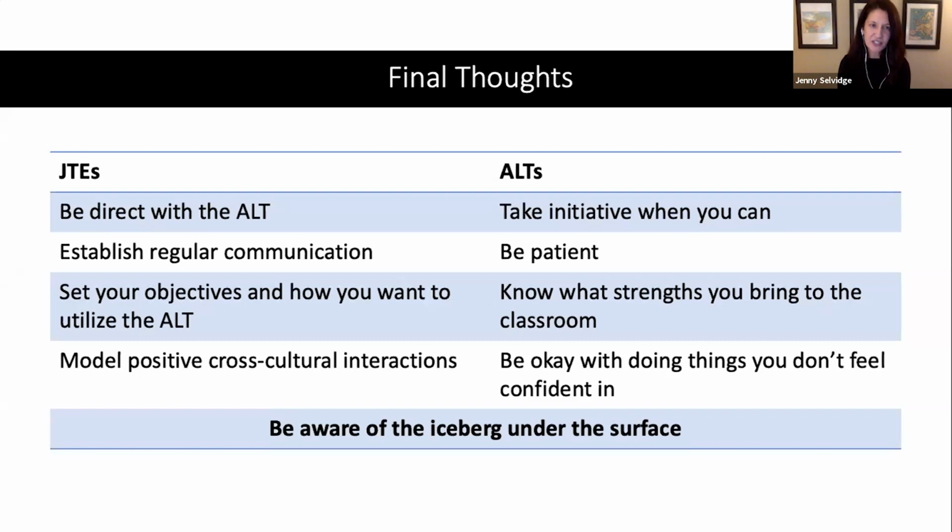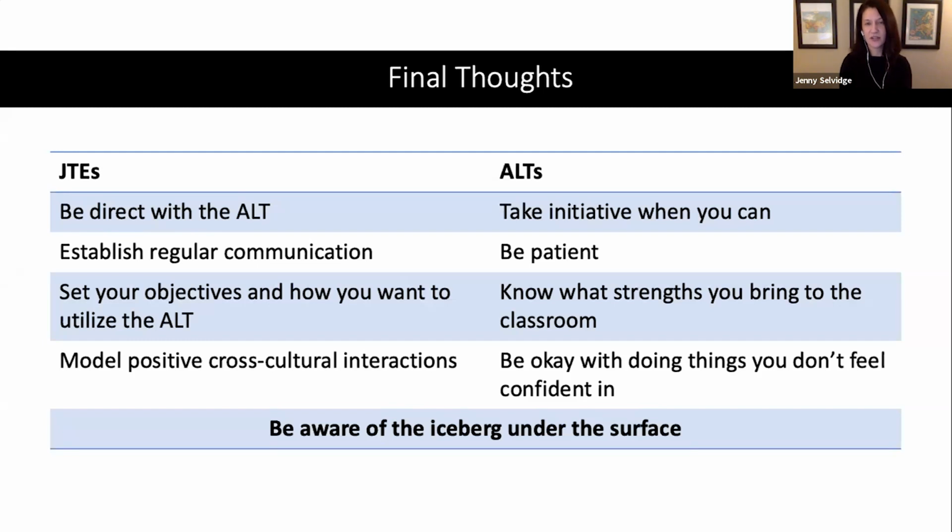Establish regular communication. I know I've said that 5,000 times. Set your objectives and how you want to utilize the ALT. And then model those positive cross-cultural interactions. Again, the students are watching. You may be the only cross-cultural interaction that they see, you know, watching a Japanese person and a foreigner work together. So it's really important. I mean, you've probably got 120 pairs of eyes watching you. So model that positive cross-cultural interaction.